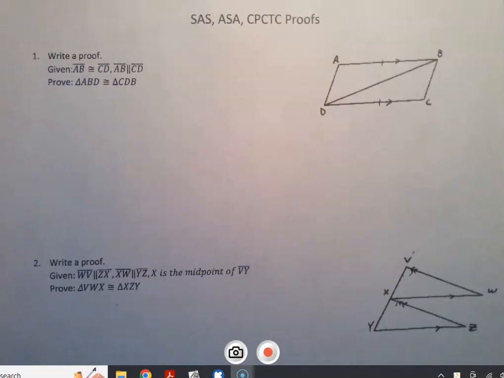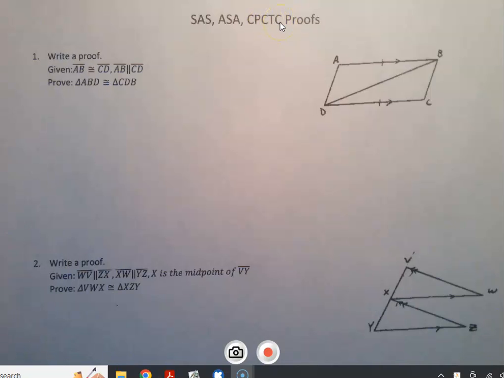All right, so we are going to spend some time in class reviewing and just going over some proofs, spending the time looking at the proofs. Now, all of these proofs are going to use side, or angle, or corresponding parts of congruent triangles are congruent.